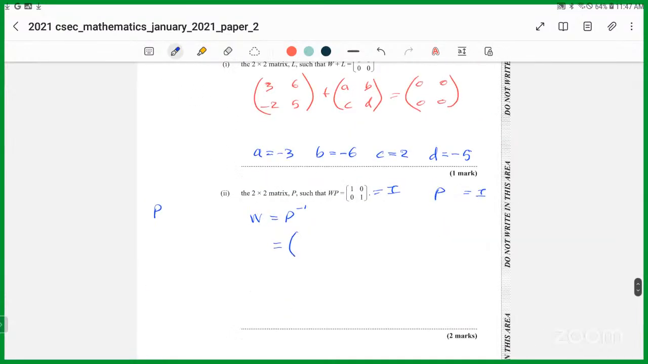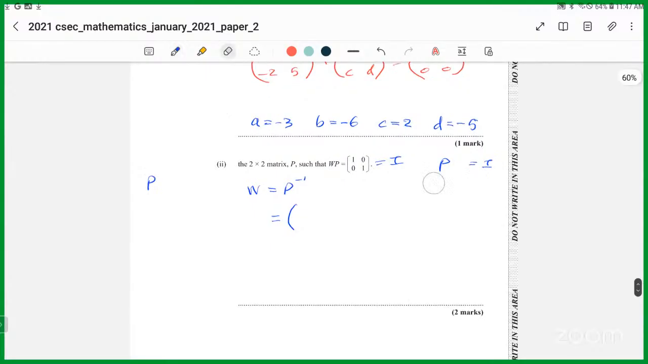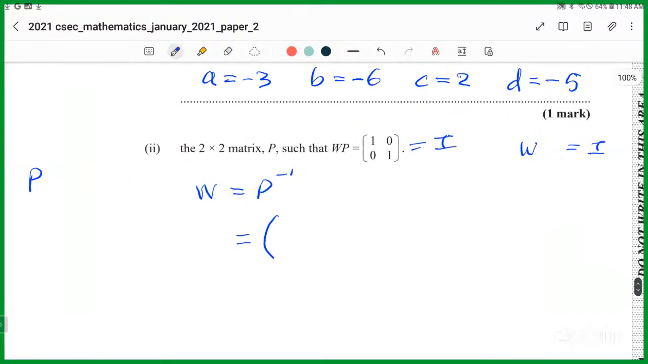Right, so W times W to the minus 1. W times W to the minus 1 is the P we're trying to find. My mistake, right? It is W times W to the minus 1 is equal to I. So this P is W to the minus 1, so the P equals W to the minus 1. And this is the W that we were given.